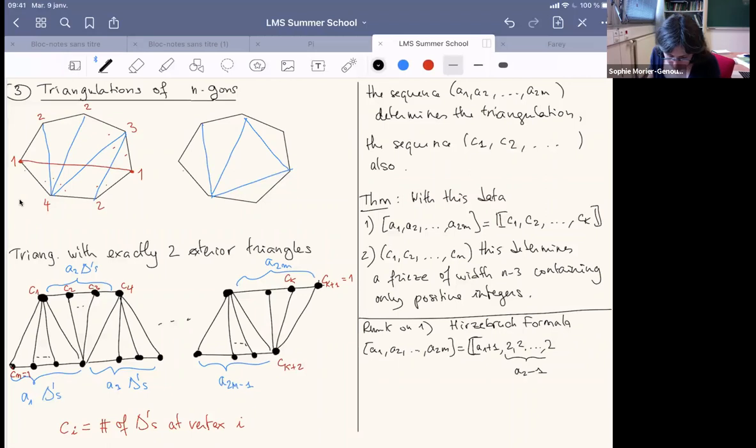with 2 incident triangles. And then again, I need to count how many triangles I have here. So I have A3 plus 2 and so on. And then I have again a sequence of 2 and so on. So I can really make a conversion very efficiently from the picture. So that's the first remark.